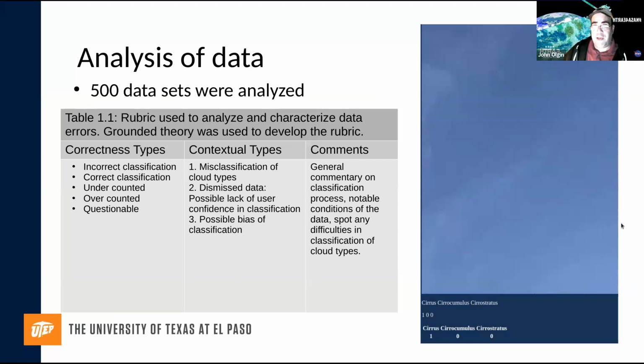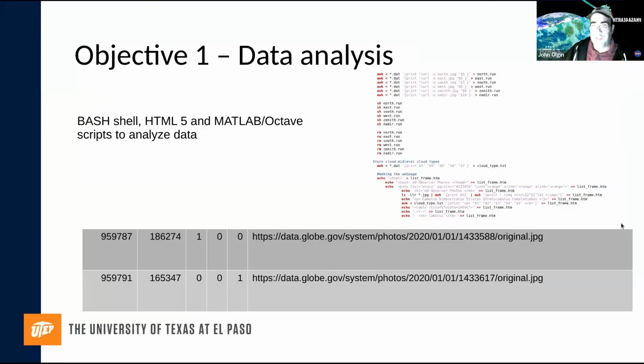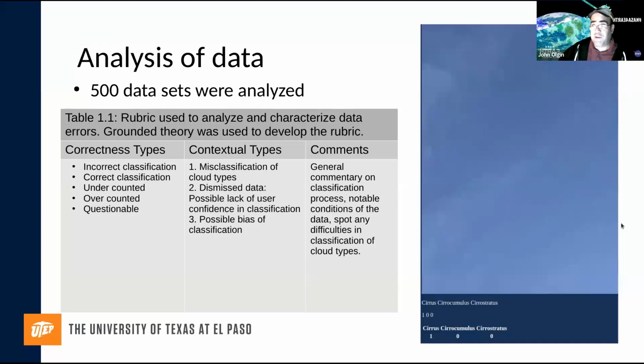I selected 500 participants, and using a little bit of my computer prowess, with some Bash shell scripting and MATLAB, I was able to develop a way to analyze people's responses. If you can see the picture over here to the right, that's almost a clear sky picture, maybe with some high level clouds. I wanted to see the participants' judgment on their call of what they saw in that image and in the sky.